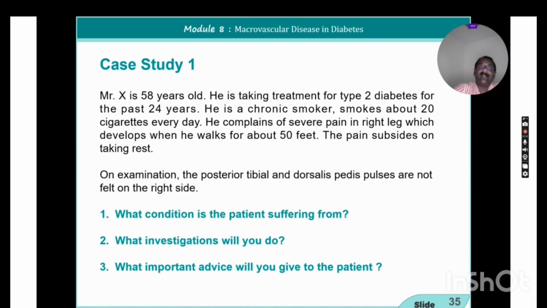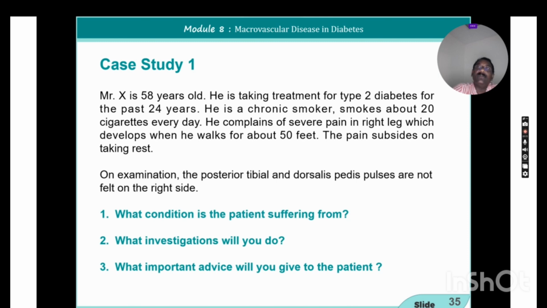So it's a peripheral vascular disease. He is a diabetic, and he is less than 60 years of age. He got the diabetes at the age of 25 years. Okay, he is a smoker, 20 cigarettes a day, and has intermittent claudication. Posterior tibial and dorsalis pedis pulses are not felt. So it is a case of peripheral vascular disease.